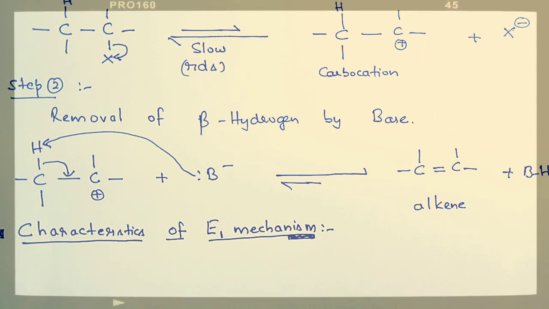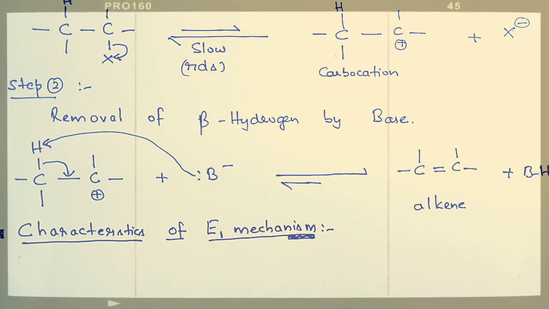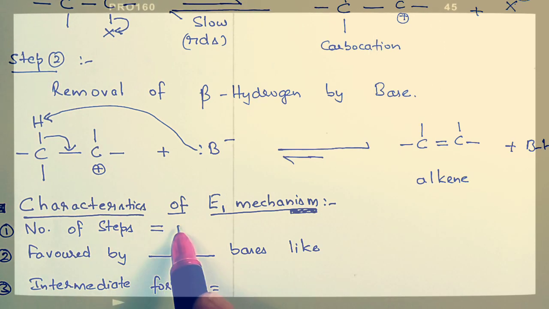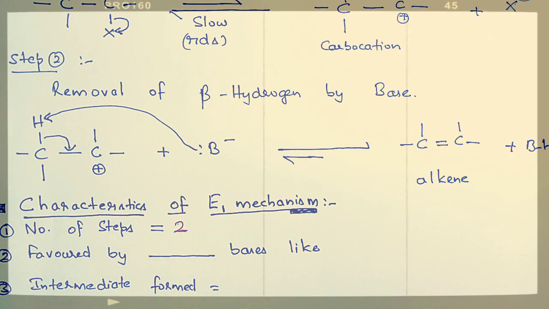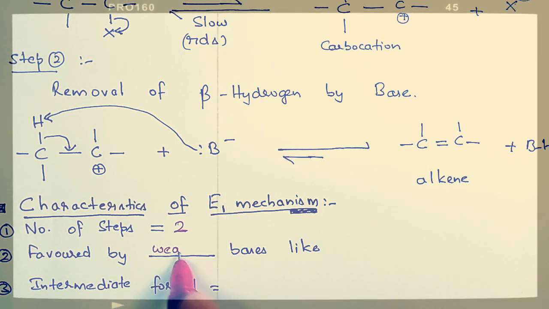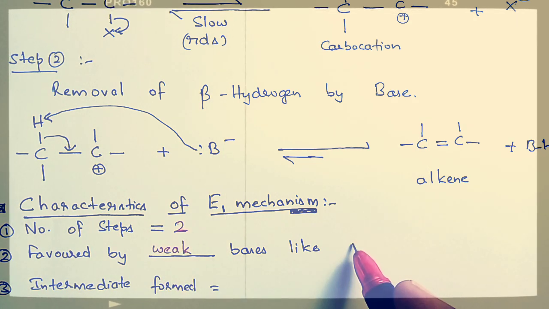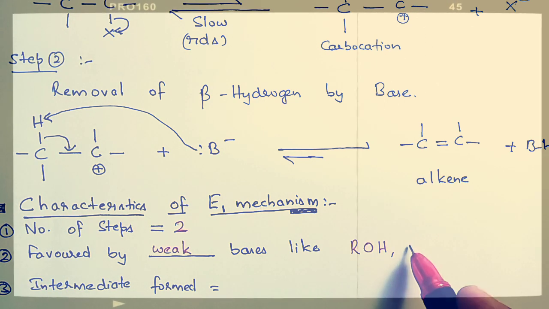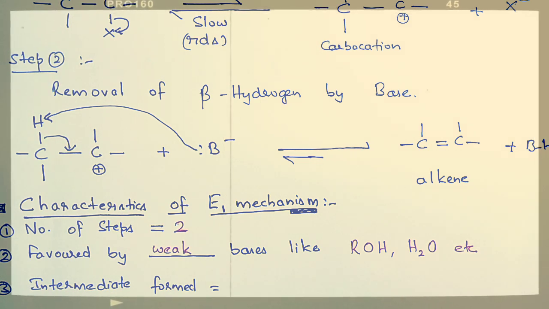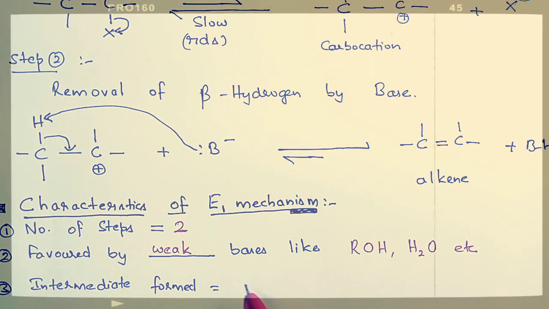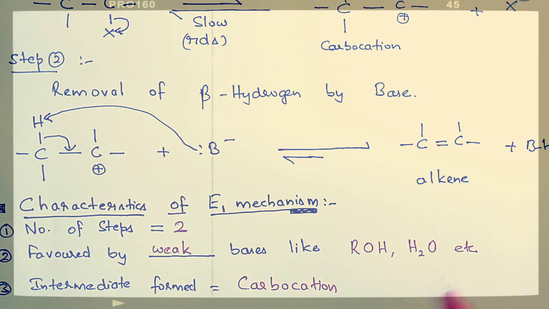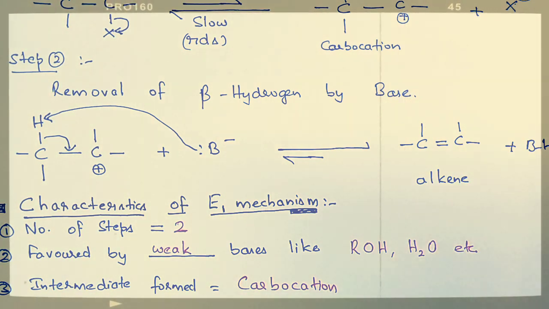We have to learn the characteristics of E1 mechanism. First point, number of steps is equal to 2. 2 steps are there. Second, this is favored by weak bases like alcohol, water, etc. Third point, the intermediate formed is a carbocation. Carbocation intermediate is formed.